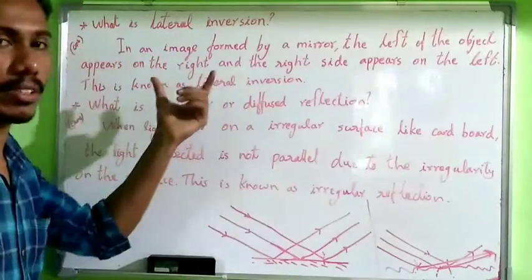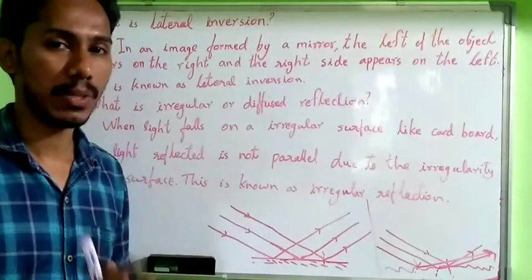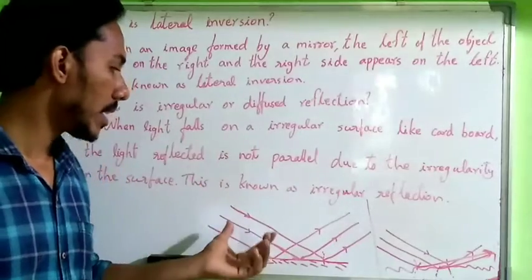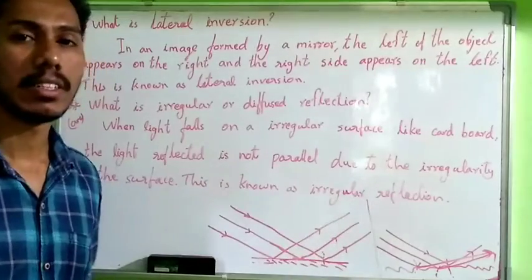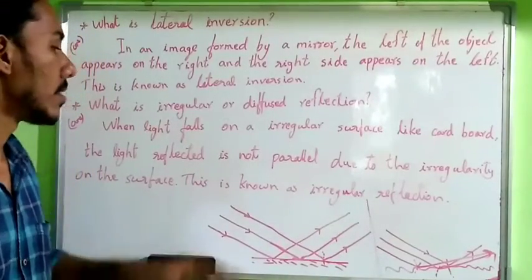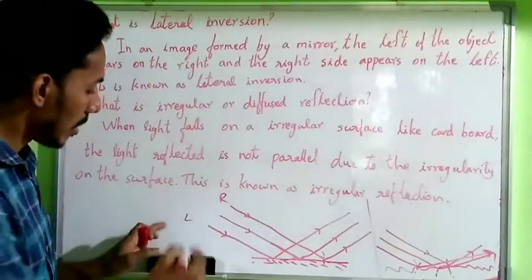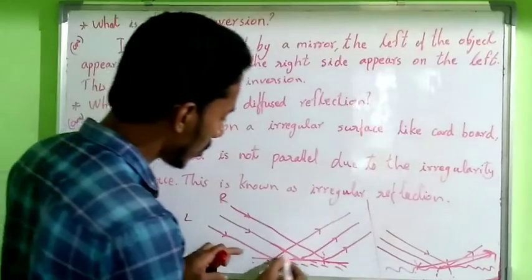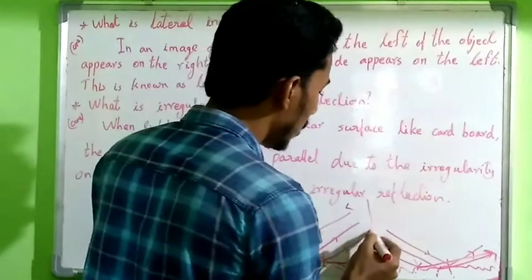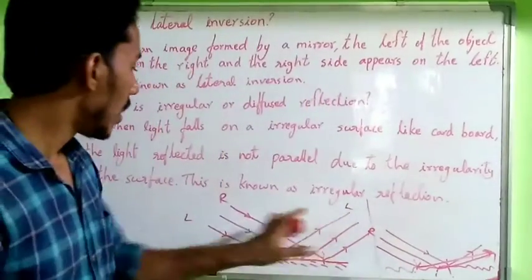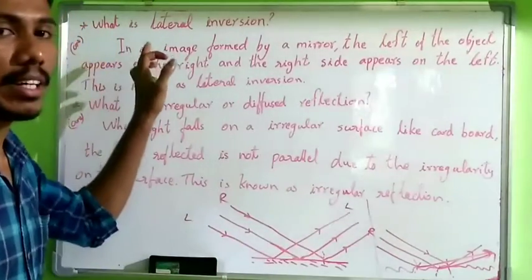We have to take some questions. What is lateral inversion? In the case of a plane mirror, we can see the left and right sides are interchanged after reflection by a mirror. Let us take this. This is the left side, this is the right side. This left side goes here, so it is the left, and the right ray goes here, and this is the right. So after reflection, left and right are interchanged. That is known as lateral inversion.